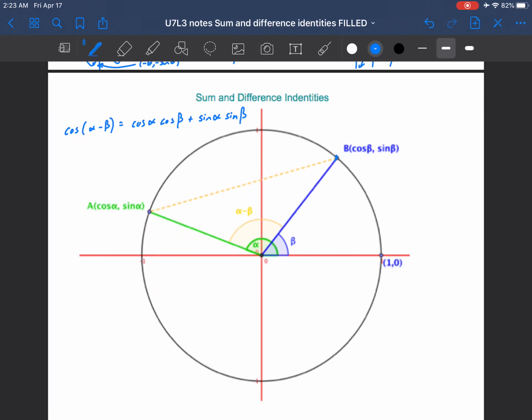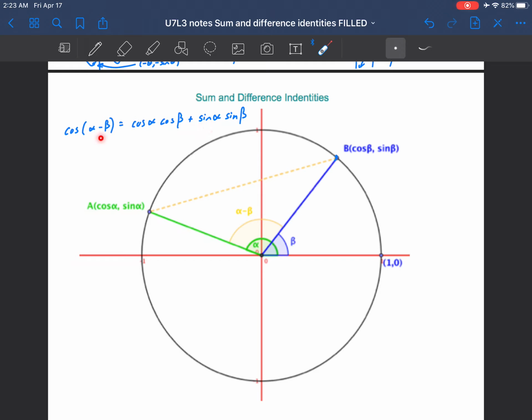So we're going to start proving these sum difference identities, and the way we're going to start this process is we're going to prove this first, that the cosine of angle alpha minus beta is equal to cosine alpha cosine beta plus sine alpha sine beta.